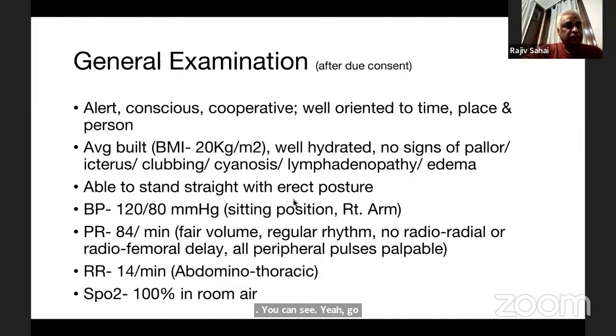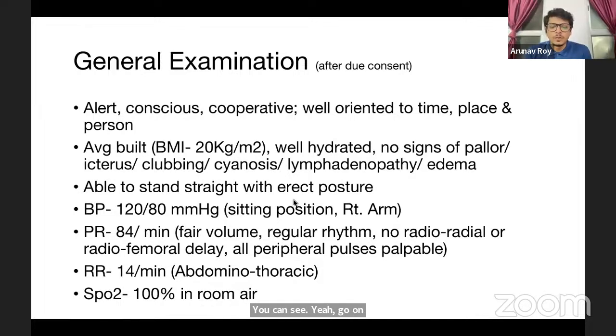The pulse rate of my patient is 84 beats per minute, normal in volume, regular in rhythm. The respiratory rate of my patient is 14 per minute, which is abdominothoracic. Saturation of my patient is 100% on room air.